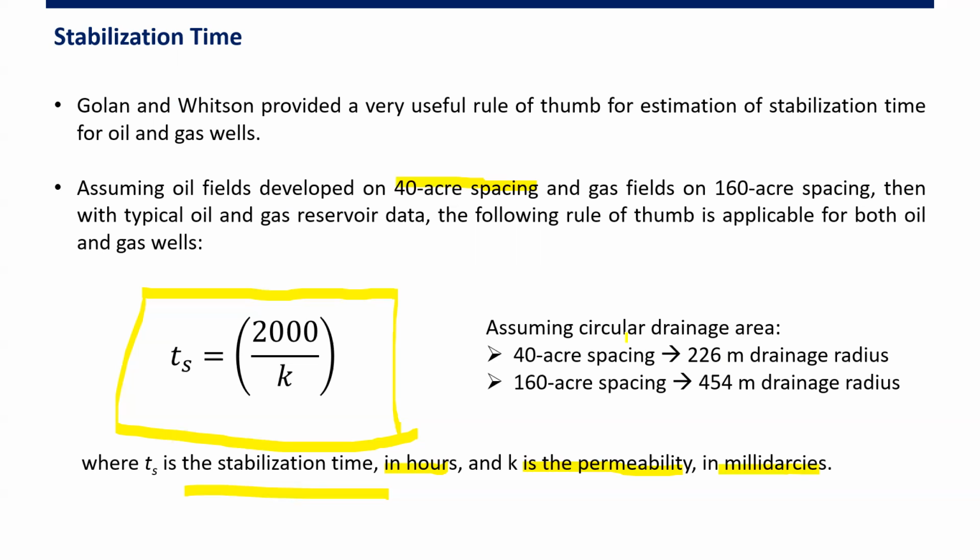So you can look at this case by focusing on the spacing, the area, 40-acre or 160-acre, but you can also view this case in terms of the drainage radius. For an oil well, it's around 220 meters, whereas for the gas well, it's approximately 450 meters. So that's the case for the stabilization time before we can really apply decline curve analysis.